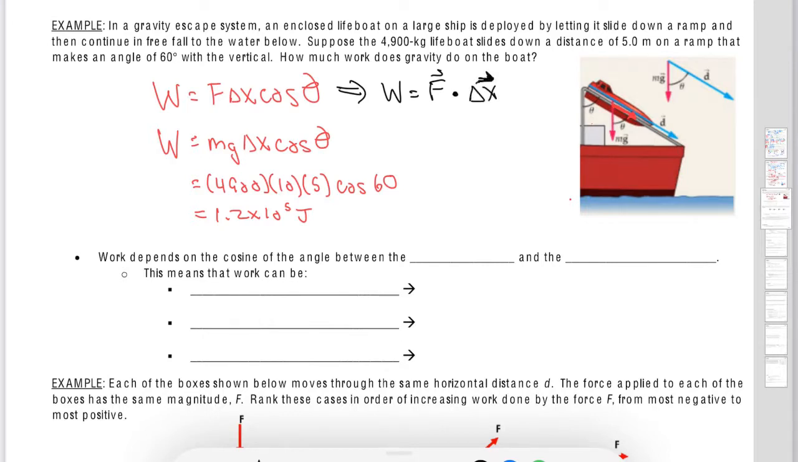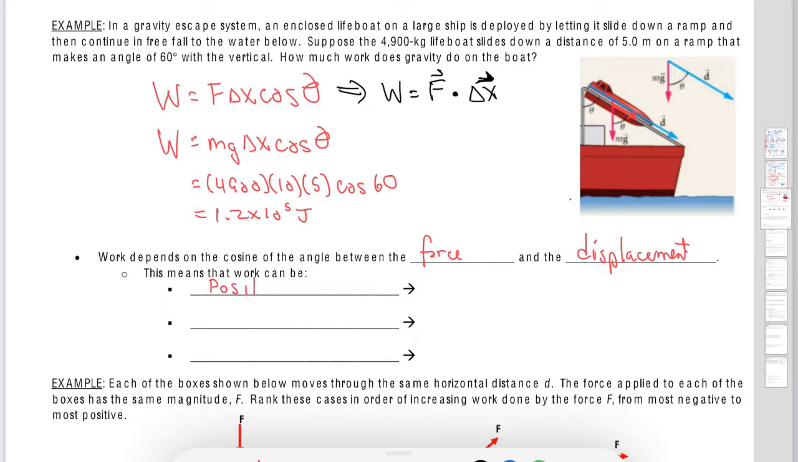Dot products are a way of multiplying vectors, and we get a scalar answer in return. One way of determining the dot product is using the magnitude of the force and the magnitude of the displacement, and multiplying by the cosine of the angle. Now, since work is dependent on the cosine of the angle between the force and the displacement, we can talk about how you can do different types of work.